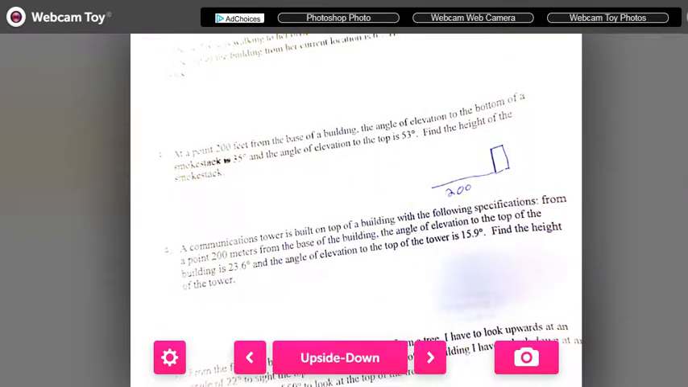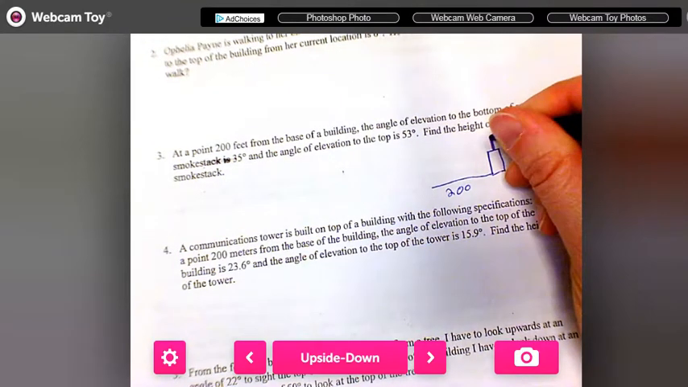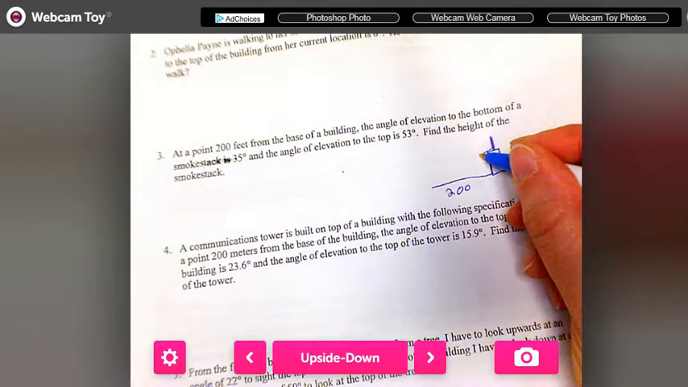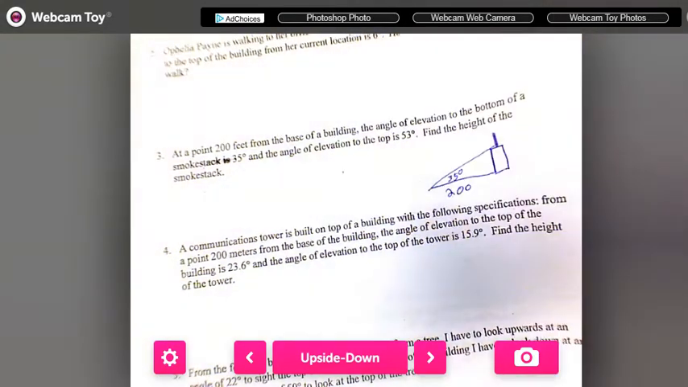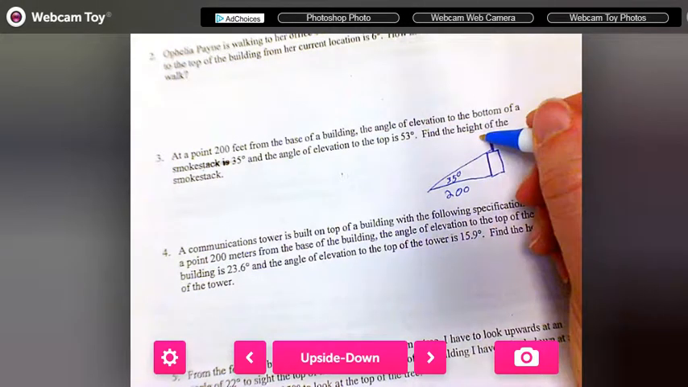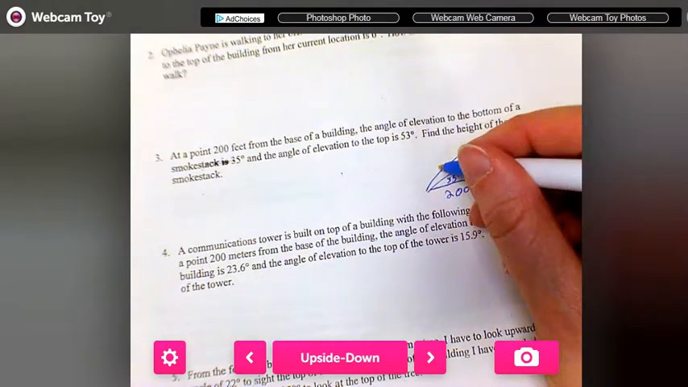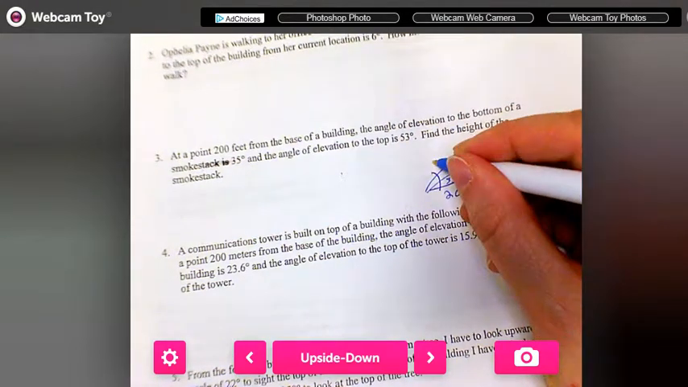All right, the angle of elevation to the bottom of a smokestack. So I know I've got a smokestack on the top of my building here. So I'm going to say that's my smokestack. My angle of elevation to the bottom of the smokestack is 35 degrees. And my angle of elevation to the top is 53 degrees. So this whole thing is 53 degrees.